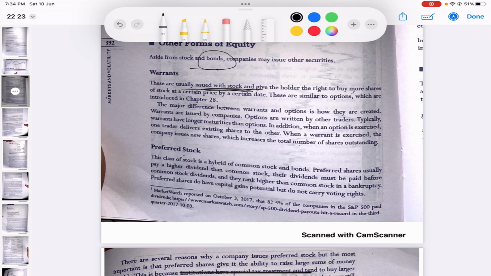Warrants are a type of option, but the price of it is determined by the company and not by the market forces. The major difference between options and warrants is how they are created. Warrants are issued by companies, options are written by other traders. Warrants have a longer maturity, and when an option is exercised, one trader delivers existing shares to the other, but when a warrant is exercised, the company is issuing new shares. So this is obviously going to increase the shares which are outstanding. That is the difference between warrants and options.